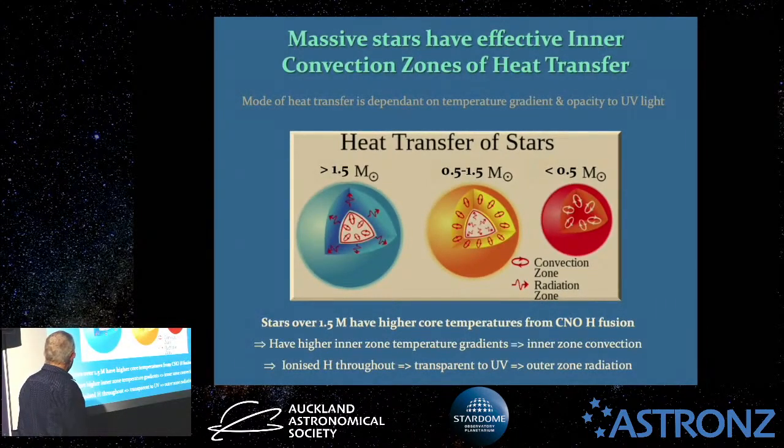So this pretty much summarises what we've gone over here. Stars over 1.5 solar masses have higher core temperatures from the CNO cycle, a higher inner zone gradient, an inner zone of convection, and then the ionized hydrogen allows ultraviolet light to zip through it, and the outer radiation. So that pretty much covers it.